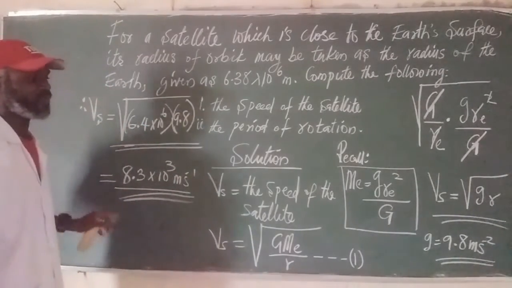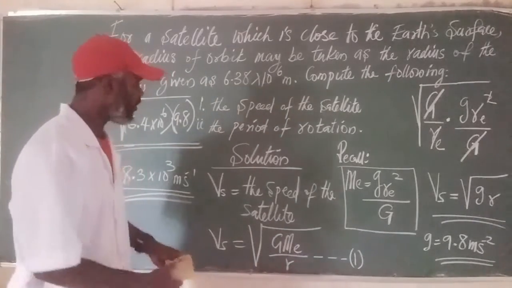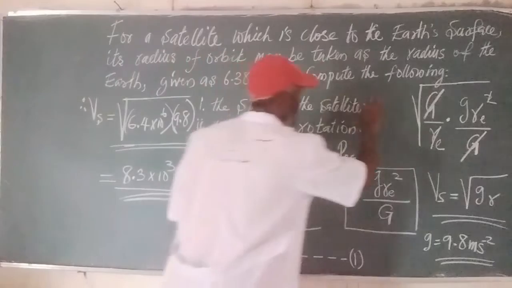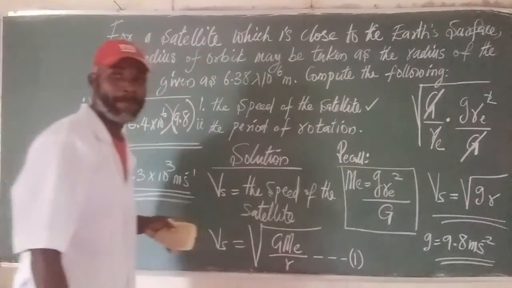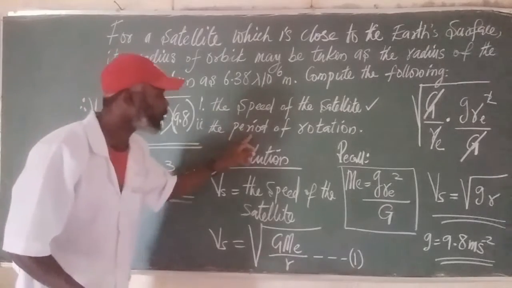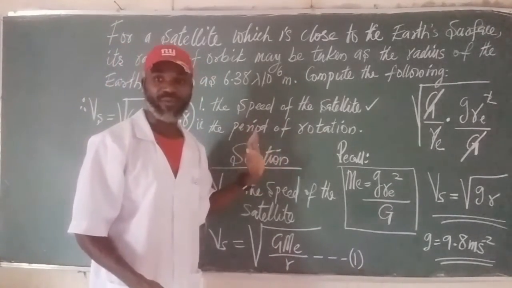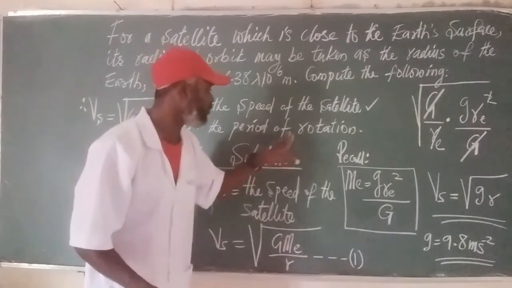This is the speed of the satellite. Number one question has been answered. Okay? Now, how do we find the period of rotation of the satellite? That's another question we need to ask ourselves. How do we find this?